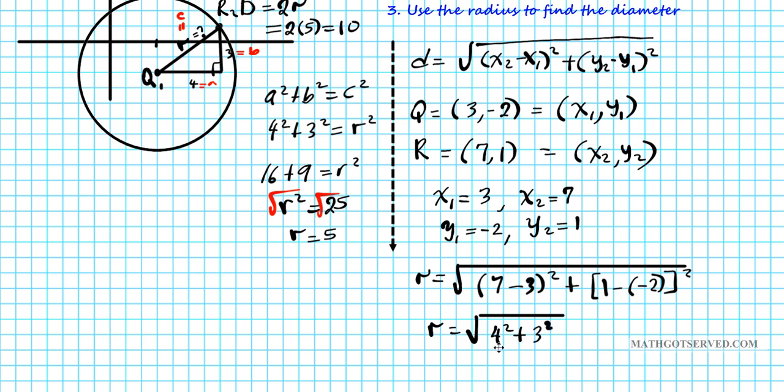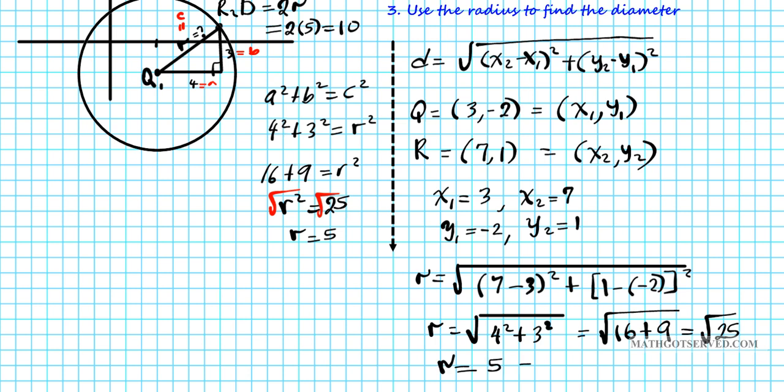Wait a minute. Do you remember seeing this anywhere? Absolutely. See right here, 4 squared plus 3 squared. Remember we stated earlier that the distance formula and the Pythagorean theorem are the same thing, they just look different. Okay? All right, so let's keep on going. So we have the square root of 4 squared is 16, plus 3 squared is 9, square root of 25 is equal to 5. So that is the radius.